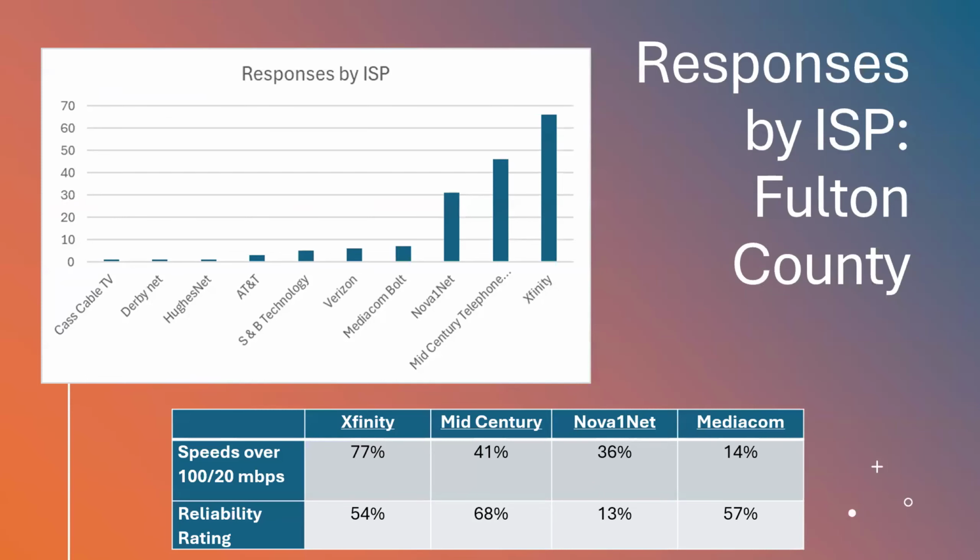And so now I wanted to give you responses by ISP for the counties. Most survey respondents in Fulton County had these ISPs that they were subscribed to, and what percentage of those speeds clocked at 100 by 20 or more during the speed tests. And here are the percentages. For example, Xfinity was delivering good speeds most of the time, versus MediaCom, which was at 14% of cases with speeds over 100 by 20.